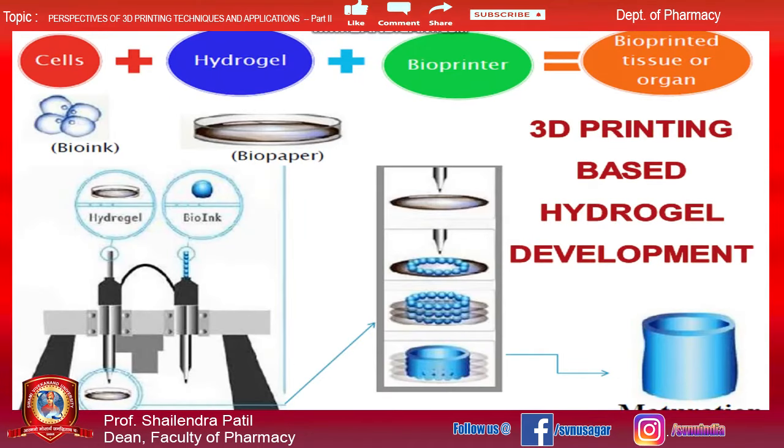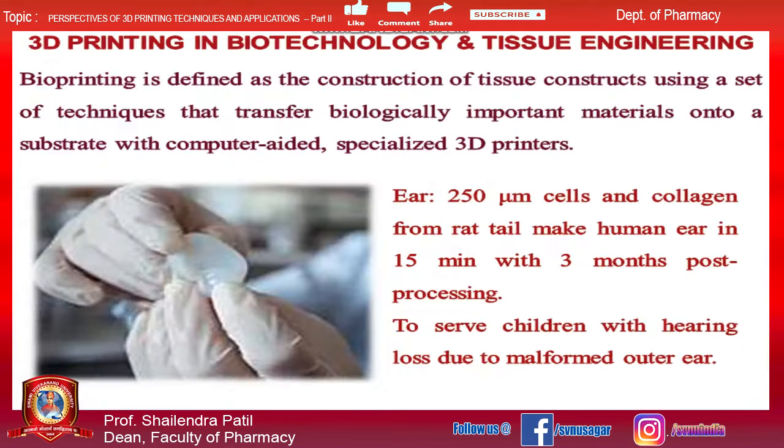So, you can bioprint organs also by using bio ink, which can be the cells, as well as the biopaper. In this case, hydrogel can be utilized as a biopaper, and when you put them together and feed them to the bioprinter, you can get the bioprinted tissue or organ. Here is a schematic representation of this technology.